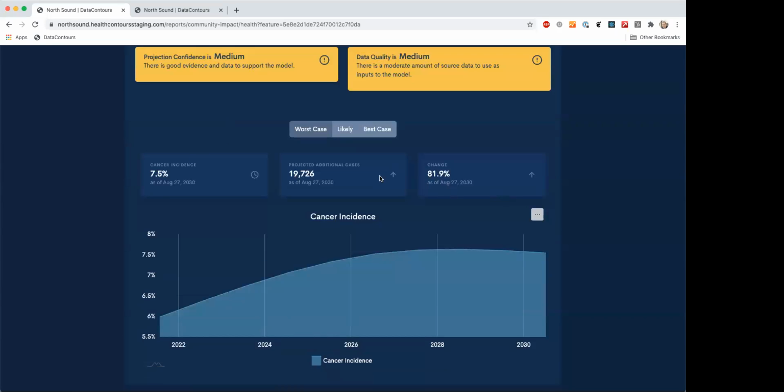So we would expect a significantly higher increase in cancer incidence than we saw with heart disease. There's a stronger relationship between poverty and income in the North Sound and cancer incidence. So we would see an increase of about 80% over the current trend, 62%, and in the best case scenario, an increase of about 55% in cancer incidence.